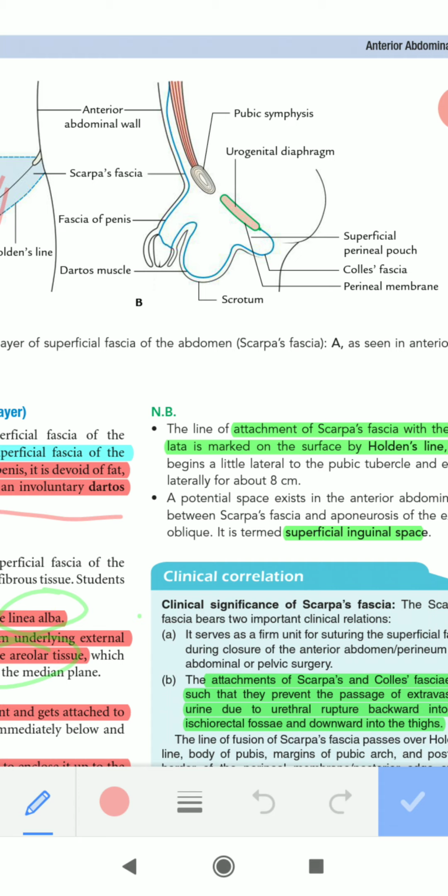Look at that, it covers part of the anterior abdominal wall. Then it covers the penis, and it is continuous with the fascia of the penis, that is known as Buck's fascia. Then it also encloses the scrotum, and it also extends into the perineum. What is the perineum? In short, you can say the area around the anus. This is called the perineum. Just behind the scrotum, it continues with Colles' fascia, which is located in the perineum.